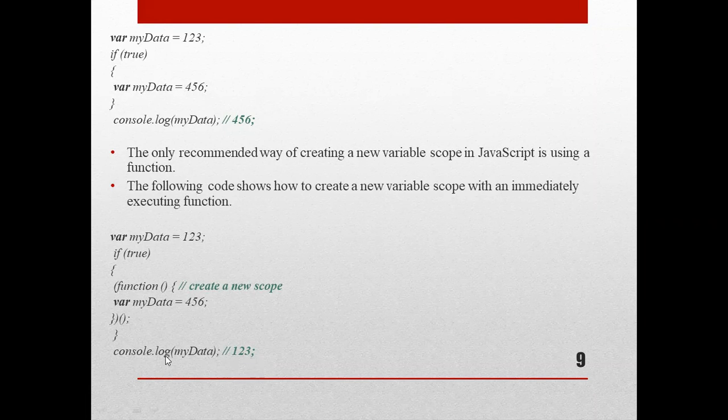Why will it print 123 here? Variable myData is equal to 123. If it is true, we create a new scope here and execute that function immediately. That function consists of variable myData equal to 456, and what we print here, console.log myData, is 123. It will print myData as 123.